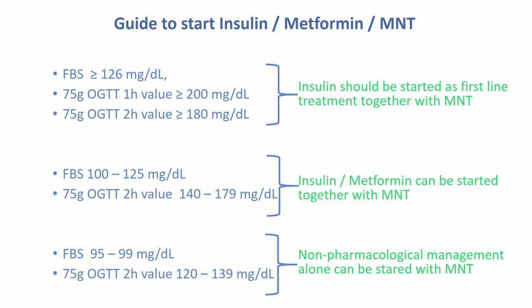So because of that, insulin should be started as the first line. And if the fasting blood sugar is around 100 to 125 and OGTT second value is around 104 to 179, then of course we can either decide to start on insulin or metformin with the medical nutrition treatment. However, if the blood sugar is in between 95 to 99, and if the 75 OGTT 2-hour value is 102 to 139, then of course we may be able to manage these patients with non-pharmacological methods, including immunity alone.